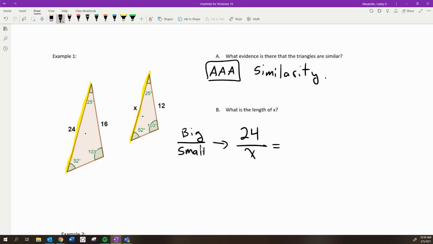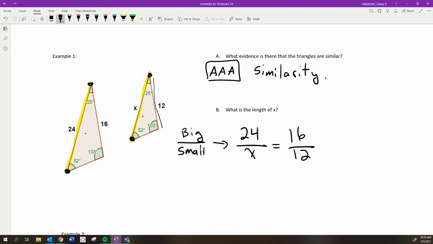So I know that if I set up a ratio, 24 is to x. I know they're corresponding because 24 goes from the 52 to the 25 degree angle, just like x does. Well, I can do the same thing. I know that the 16 side corresponds to the 12 side, so I can set that equal to this other fraction. And I know that these 2 fractions are equivalent.